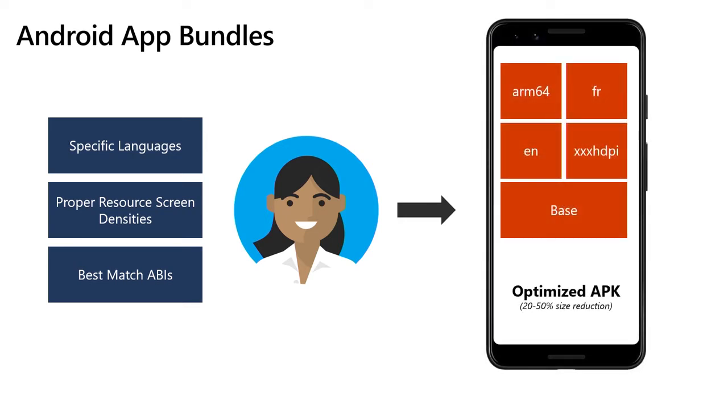So what an app bundle does is it plugs and plays the parts of your app that it thinks that user is going to need. So if I have a device and I have English and French downloaded, it's going to give me only that in my app. It's also only going to give me the screen's density and the images that I need for my phone. And it'll be different for every phone and every user. So it really, really shrinks your APK, your app size, up to 20 to 50% we've seen.